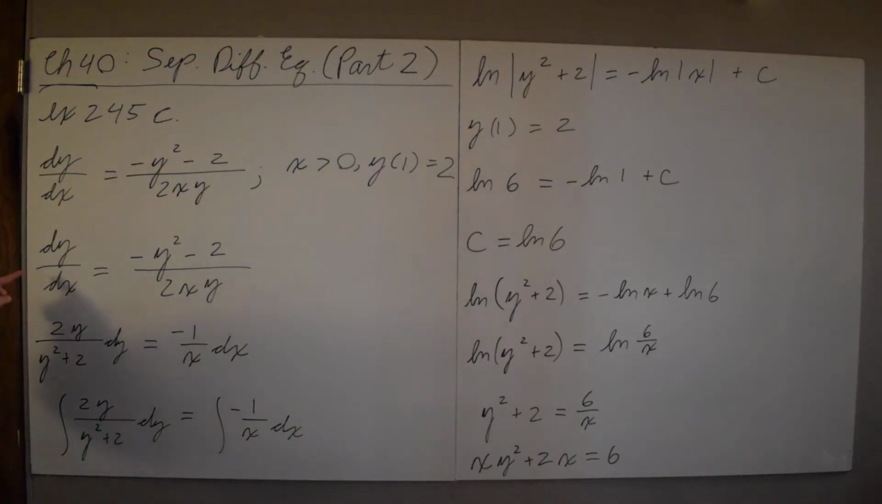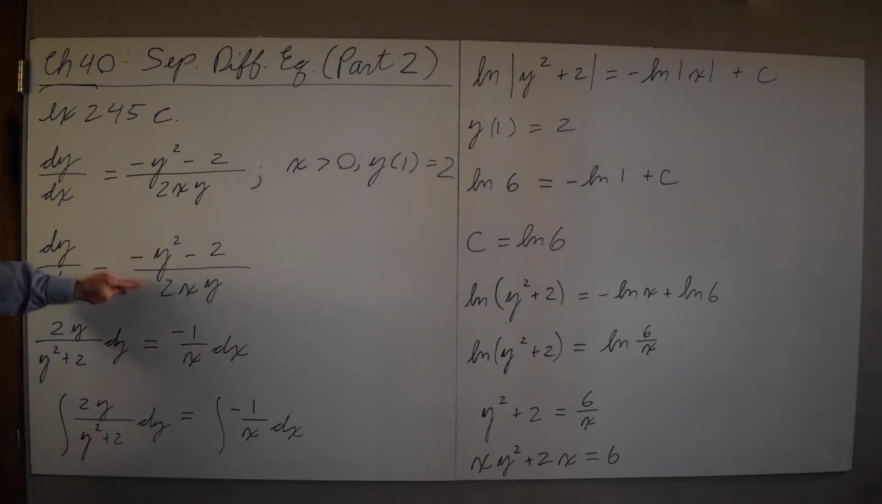So we start with our equation, and now we manipulate this so that we have the y terms on the left and the x terms on the right. I chose to put the 2 on the left. This will make the next step a little bit nicer, and to factor out a negative 1 and leave that on the right. So we have this equation, and we apply the integral operator to both sides.